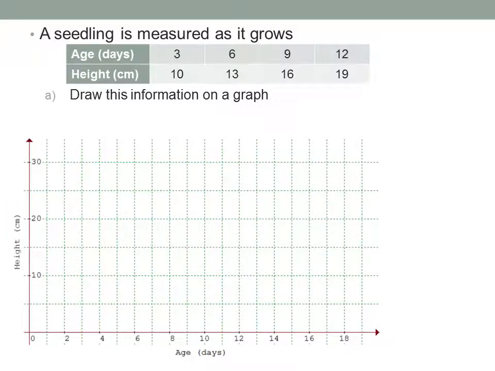So put the height on the vertical axis and the age on the horizontal. Notice the axes go a bit further than the maximum data values, because I know I'm going to have to answer a question about when the seedling is 25 centimeters high.